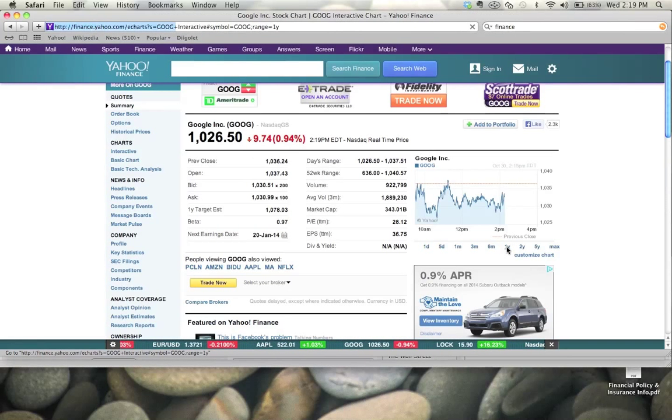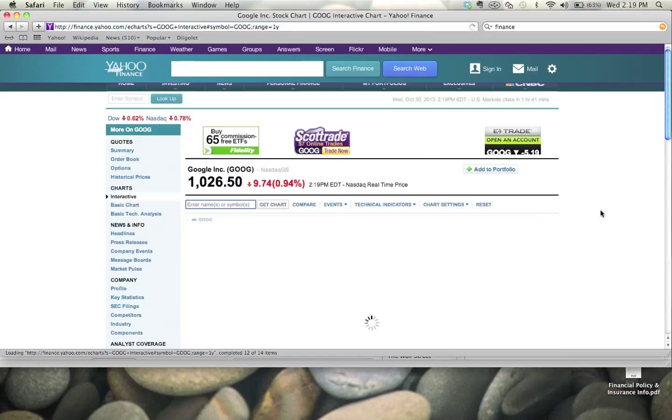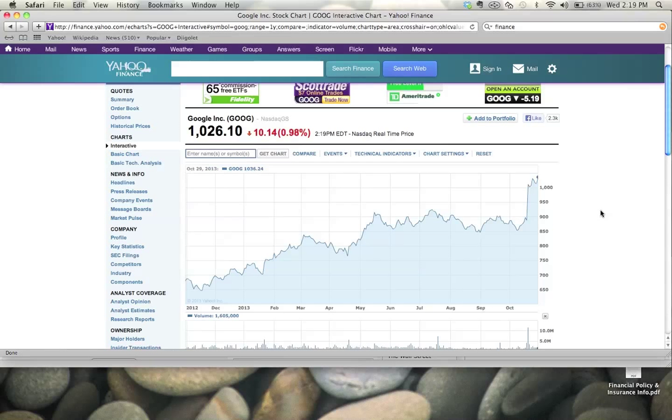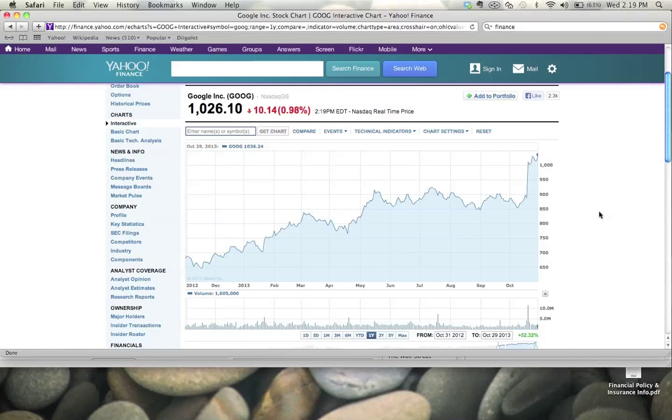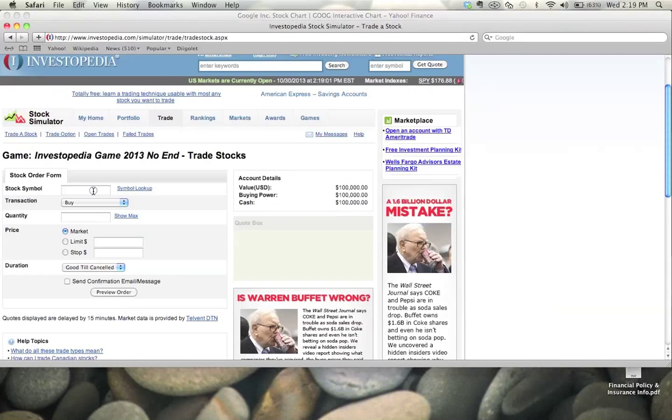So I'm going to buy Google. To be honest, I haven't really followed the market too closely in the past week, so I don't really know what Google's doing. But it looks like it's obviously up over the long term, over a year. Google's been a very profitable company. But let's say we want to gamble and buy some shares of Google. So in stock symbol, type in GOOG, that's the symbol for Google.